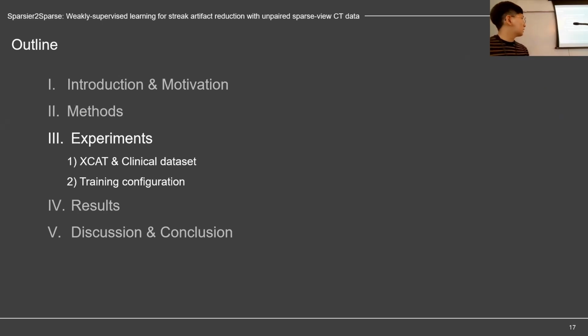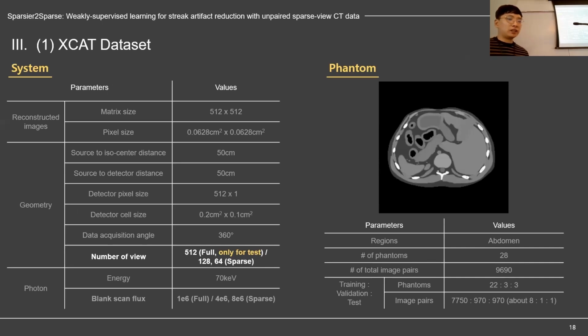Now is the part of data preparation and CNN training configuration. For the SCAT dataset, we use abdomen regions of the SCAT phantom and divide it into training, validation, and test set. The previous CT images were generated with 512 projection views, and they were used only for test. For sparse CT images, they were generated with 128 and 64 projection views respectively.